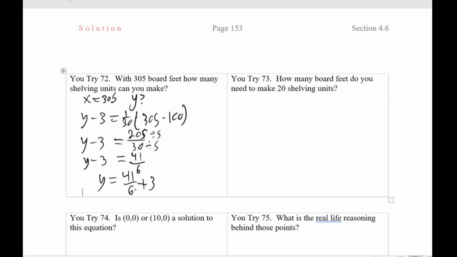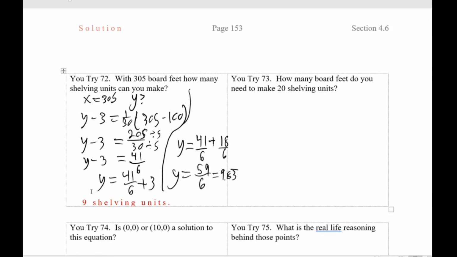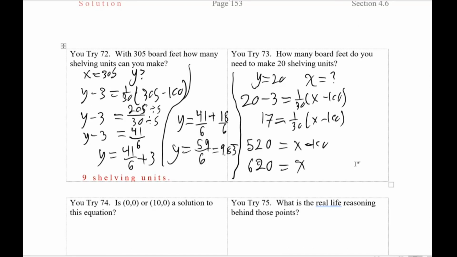We can combine my fractions, and then use our calculator, do long division to find y equals 9.83. So with 305 board feet, we could make 9, almost 10 shelving units. So my answer is 9 shelving units. You try 73. How many board feet do you need to make 20 shelving units? Pause here, then check back. How does your work compare to mine?